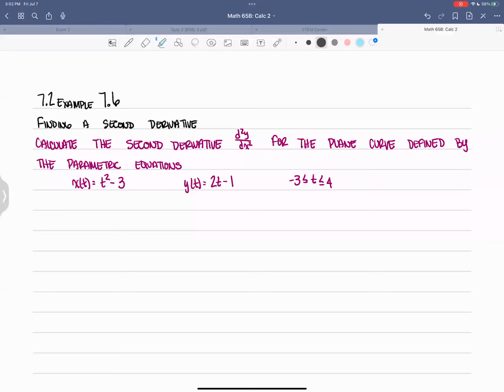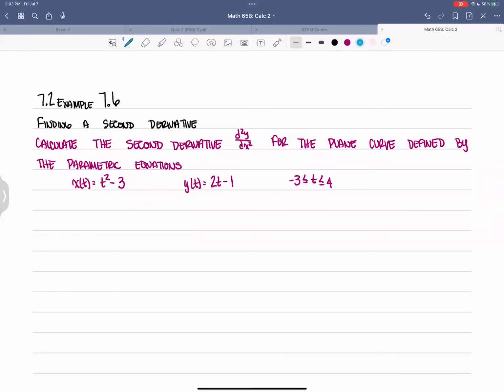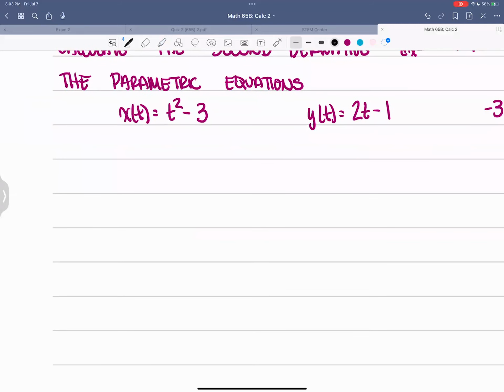Section 7.2, example 6, finding the second derivative. Calculate the second derivative for the plane curve defined by the parametric equations below. Okay, so we have all of this right here. And I feel like it should be as simple as just taking the second derivative and then dividing them by both. But it's just the tiniest bit different. So I'll give you the formula here.